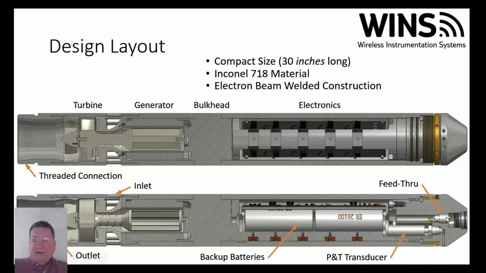We have a pressure feed through that can be used for programming and for downloading. This is the pressure and temperature transducer. There are some very small backup batteries which allow you to record pressure and temperature when you're shut in and not generating power by the turbine. And so that's how the system works. It's all electron beam welded construction. It's made out of Inconel 718 for extreme corrosion resistance. And it's a very compact size, only about 30 inches long.